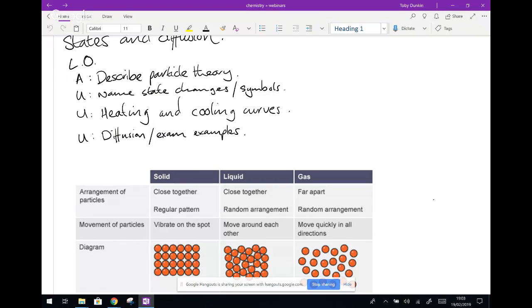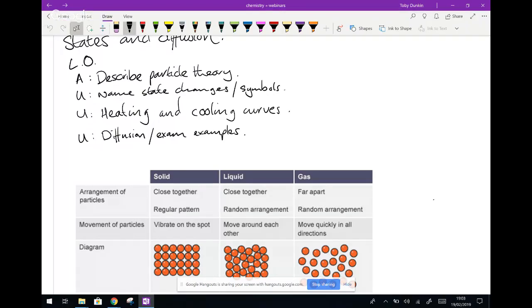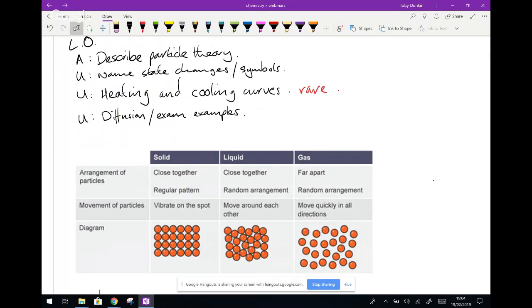They're rare. It's really nice to be able to categorize questions by commonality. And this one is definitely considered a rare question. Funnily enough, it reappears back in A-level, in A2. It comes back to haunt you. And then I'm going to be covering diffusion, and this is very common, V-common. So this is really the one I need to be chatting about. States and particle theory are incredibly common as well. So this is common, and this is common as well. So the rarity being the heating and cooling curves.